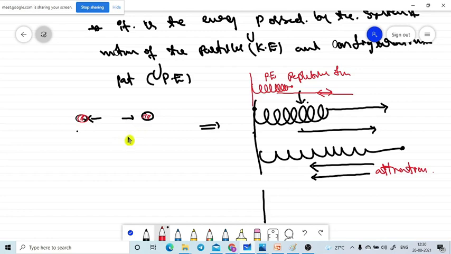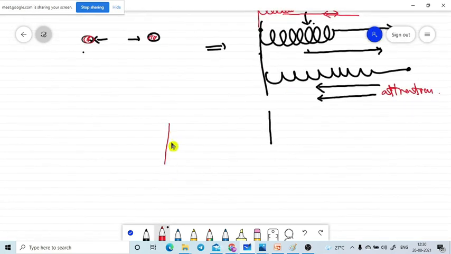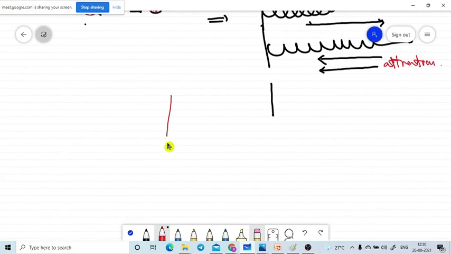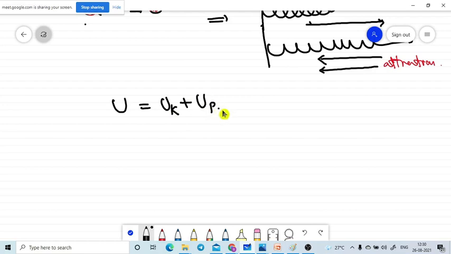Done. Now, if we take the thermodynamic system, it may consist of internal kinetic energy and internal potential energy. The total internal energy of the system is equal to the internal kinetic energy of the system plus the internal potential energy of the system. We need to write it like that.